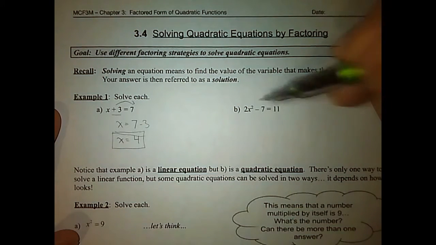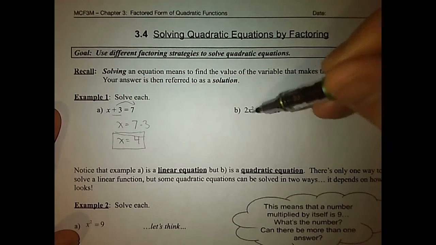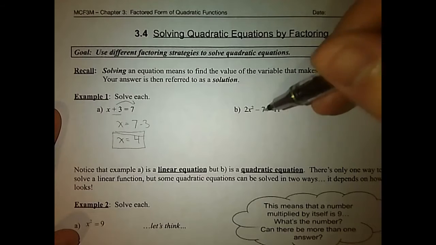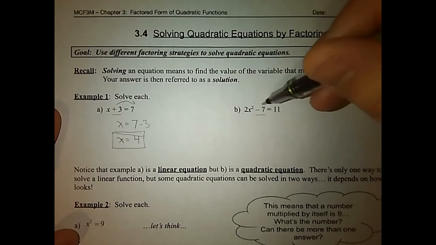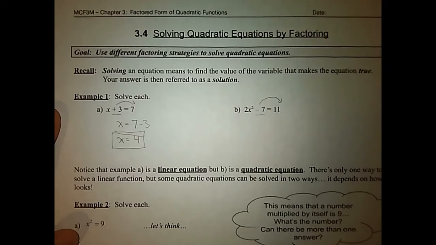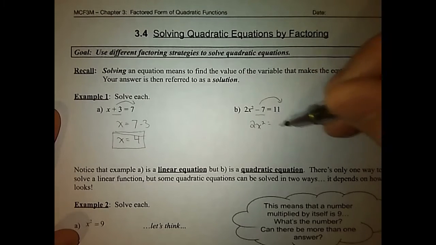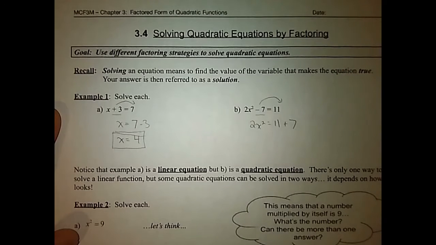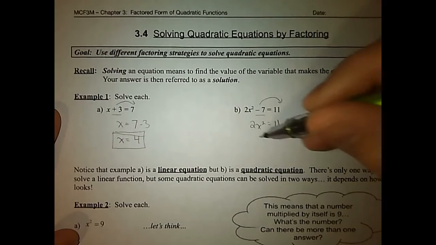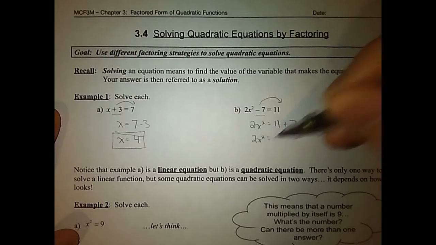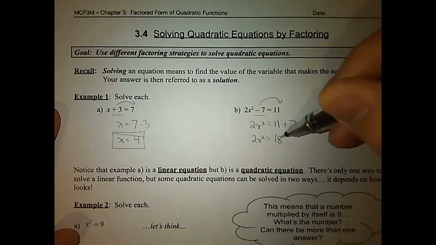And how about for this one now? Well, I want to get the 2x squared by itself. So I do something similar. I get this minus 7 here and put it onto the other side of the equation. Cross that equal sign, we change the sign. It's going to be plus 7. So if I simplify this side, 11 plus 7 is 18.